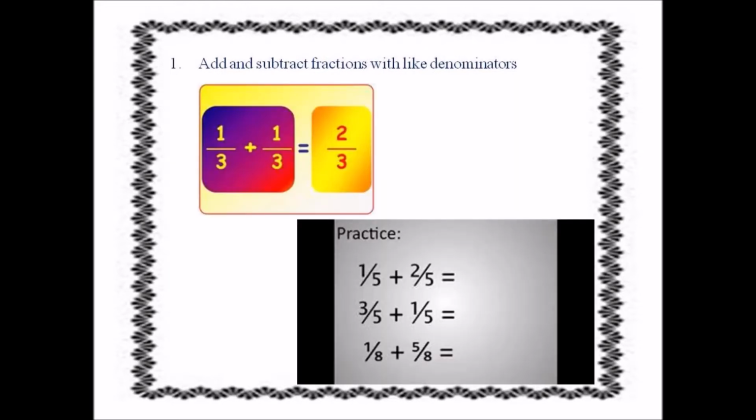Add and subtract fractions with like denominators. The first one, the denominator, which is down, if it is the same, like. So 1 by 3 plus 1 by 3 is 2 by 3. 1 by 5 plus 2 by 5, what will it be? It will be 3 by 5, because only numerators can be added. 3 by 5 plus 1 by 5 will be 4 by 5. 1 by 8 plus 5 by 8 will be 6 by 8.